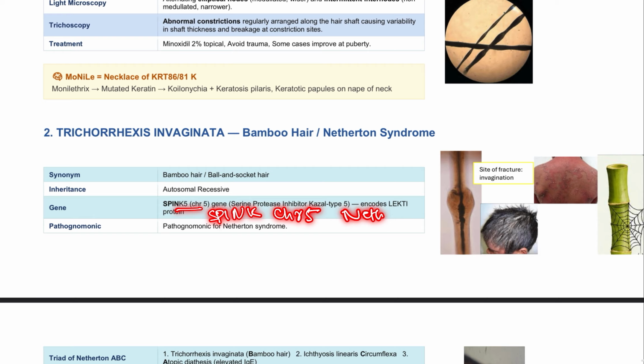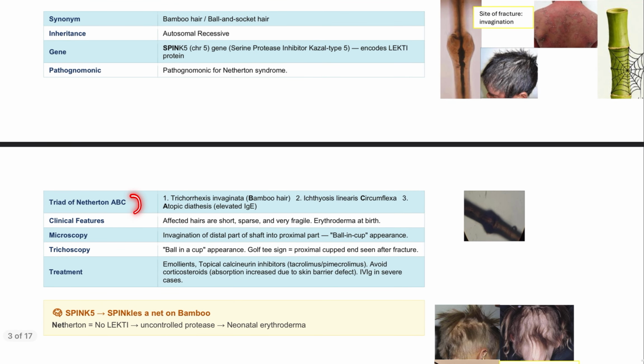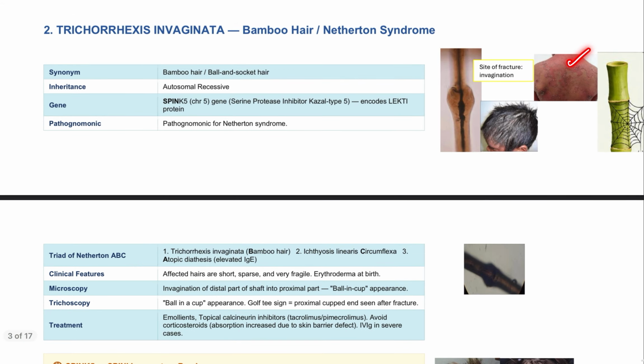Net means it is related to Netherton syndrome, and pathognomonic triad of Netherton is ABC, which is A, atopic diathesis, so patient will have erythroderma, B, bamboo type of hair, brittle hair, and C is ichthyosis linearis circumflexa, which are these double-edged scale.